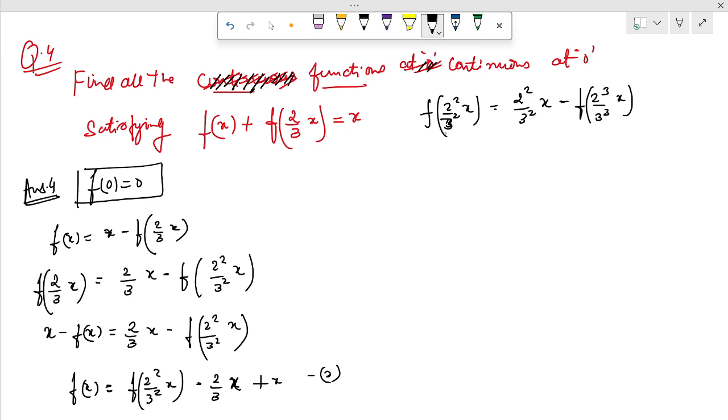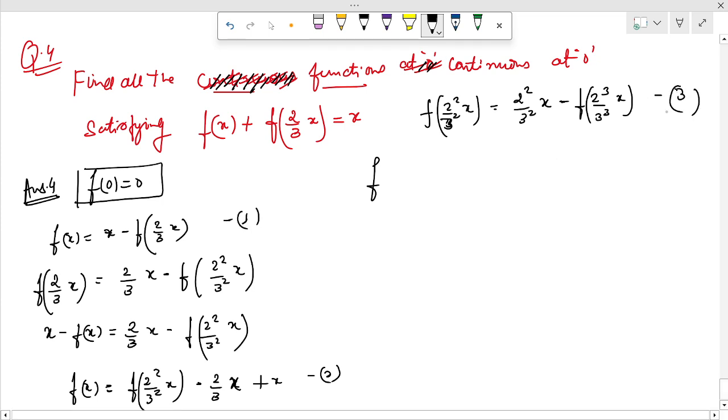And this f of 2 square upon 3 square x, if I write this as equation number 3 and replace equation number 3 into equation number 2, I'll get that f of x is simply equal to minus f of 2 cube upon 3 cube times x plus 2 square upon 3 square x minus 2 upon 3x plus x. This is equation number 4.